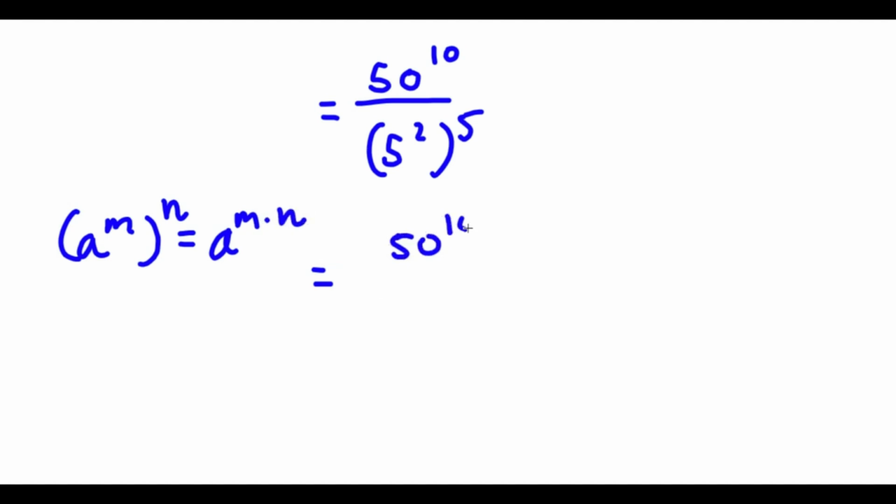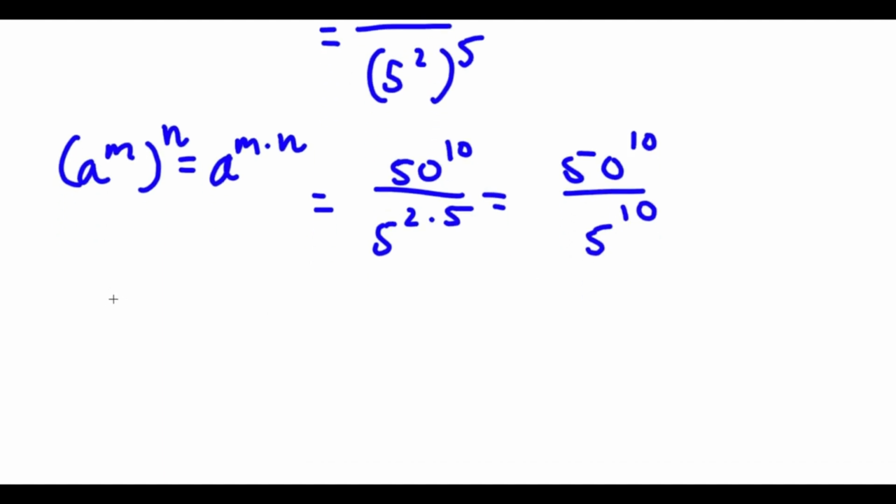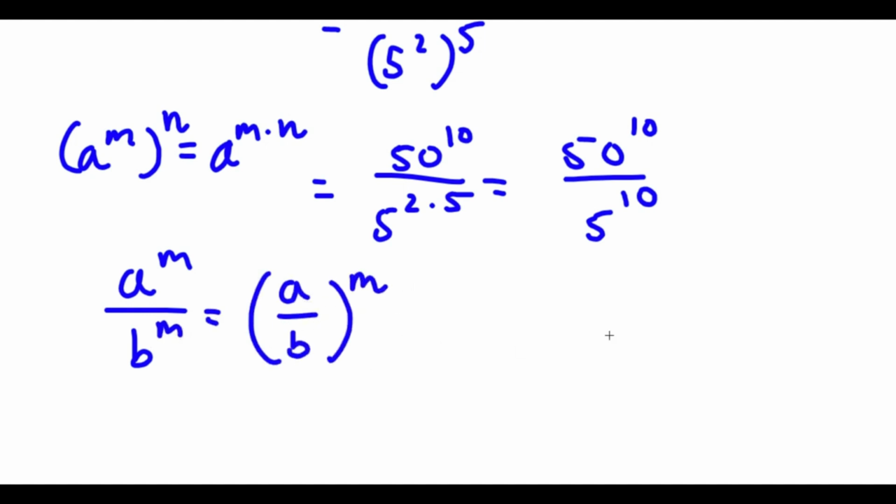So I have 50 to the power of 10 over 5 to the power of 2 to the power of 5. That's going to equal 5 to the power of 2 times 5. And 2 times 5 is 10, so now I have 50 to the power of 10 over 5 to the power of 10. Now, if I have something in the form a to the power of m over b to the power of m, this is equal to a over b to the power of m.